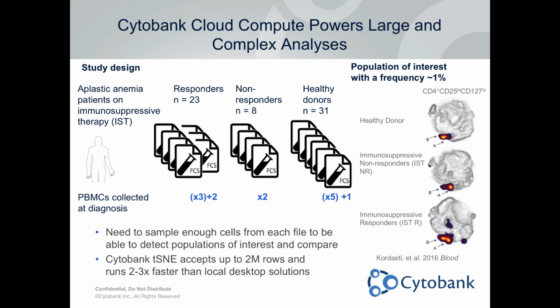They wanted to look at the Treg compartment. And to do this, they needed to sample enough cells from each of these files in each of these individuals to be able to detect this population of interest and compare across the groups. And so the advantage for them of using Cytobank tSNE is that it allowed them to look at 2 million events simultaneously in a given viSNE run, and that these analyses completed 2 to 3 times faster than any local desktop solution, so able to crunch through this data a lot faster than using alternative methods or tools.